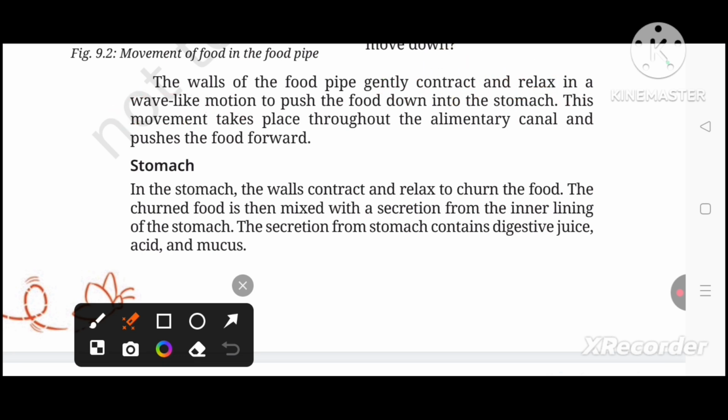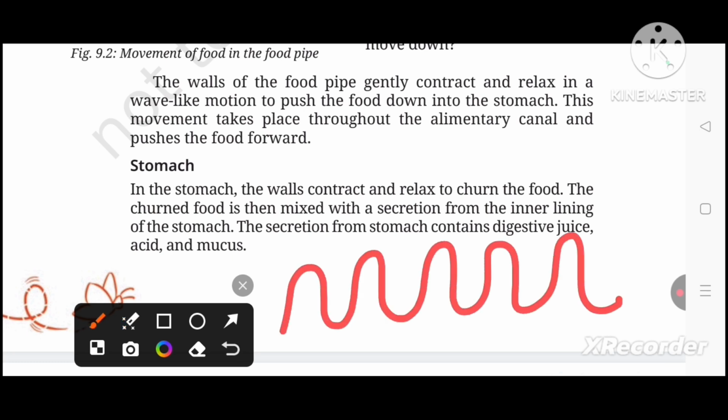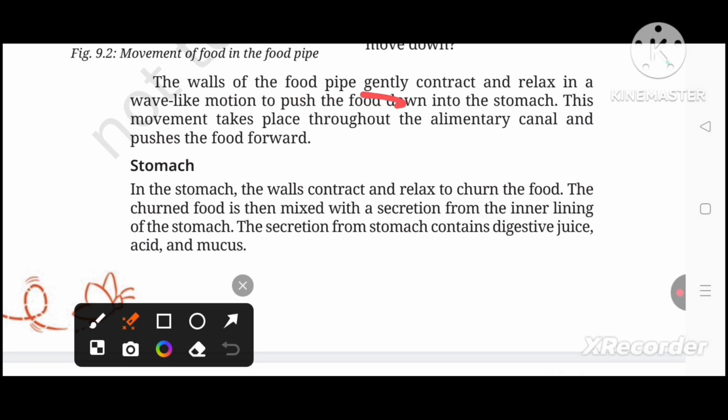You all know what a wave-like motion is. The motion is like this. This is a wave-like motion. It pushes the food down into the stomach. This movement takes place throughout the alimentary canal and pushes the food forward. In the stomach, the wall contracts and relaxes to churn the food. The churned food is then mixed with the secretions from the inner lining of the stomach. The secretions contain digestive juice, acid, and mucus. Let us investigate the role of this acid, mucus, and digestive juice.